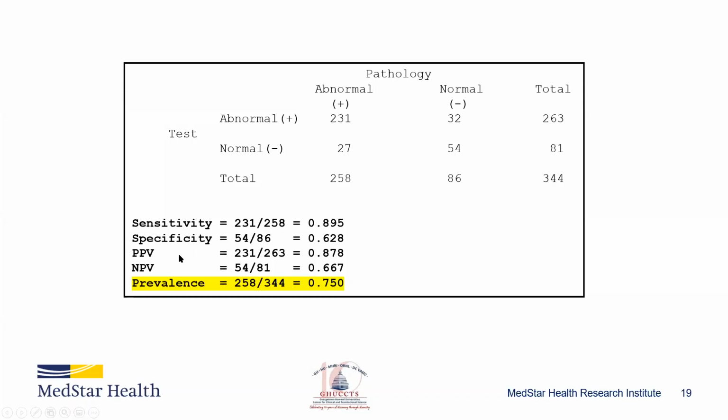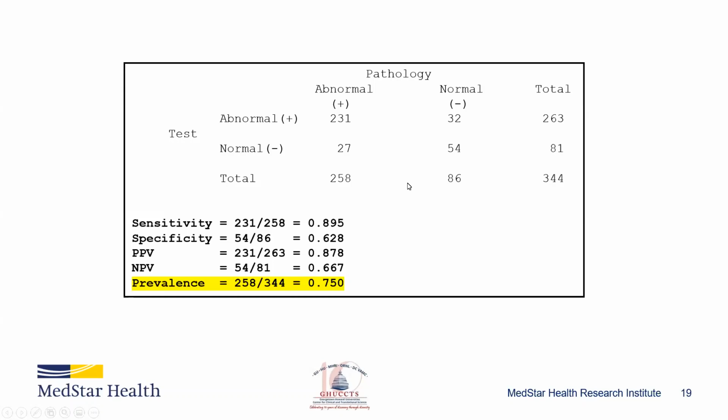And then if I calculate my positive predictive value, that's the number who test positive who actually have the disease. So that's 231 divided by 263. This is the total number that tests positive. And so that turns out to be 0.878. And then the negative predictive value is 54 divided by the total number of negative tests, in this case 0.667.